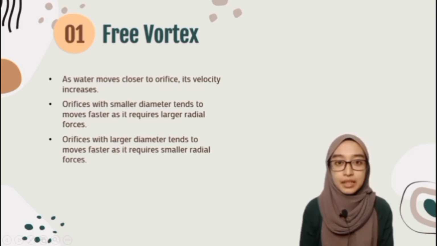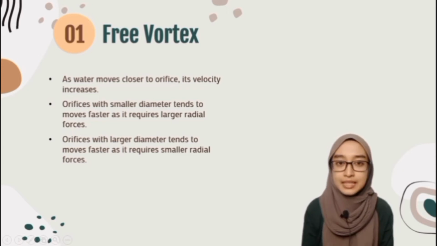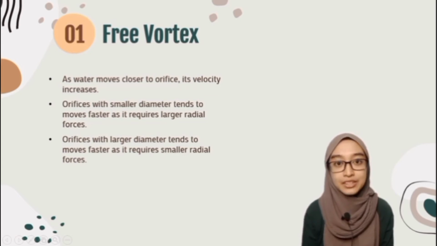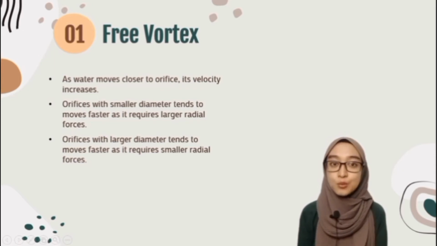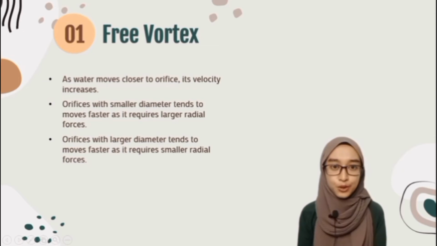Vortex is formed due to radial forces acting on the water. Some factors that play an important role for radial forces are water pressure, air pressure, and gravity. Orifice with smaller diameter tends to move faster as it requires larger radial forces. In contrast, orifice with larger diameter tends to move slower as the amount of radial forces is much smaller.